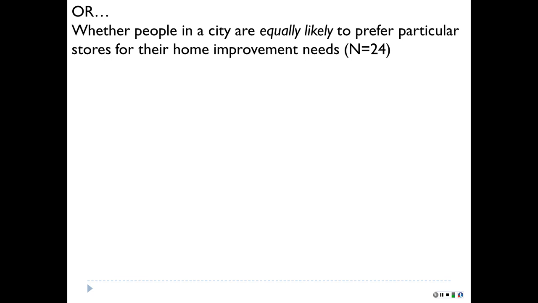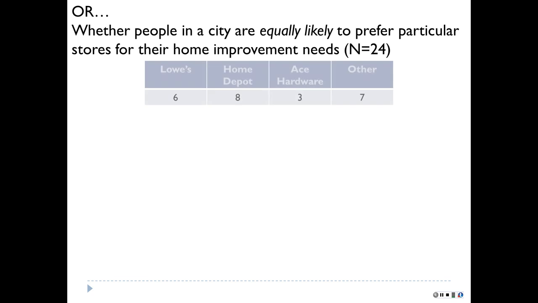So let's take another situation. Are people in a city equally likely to prefer particular stores for their home improvement needs? Let's say you interview 24 randomly selected people from a city and ask which store they prefer. And there's only three stores in town, small town. There's a Lowe's, there's a Home Depot, and there's an Ace Hardware. And so we find out that six people say they prefer Lowe's, eight people Home Depot, three say Ace Hardware, and then seven people say different store, not on the list. Maybe they go next town over and buy their lumber or their toilet plungers or whatever.